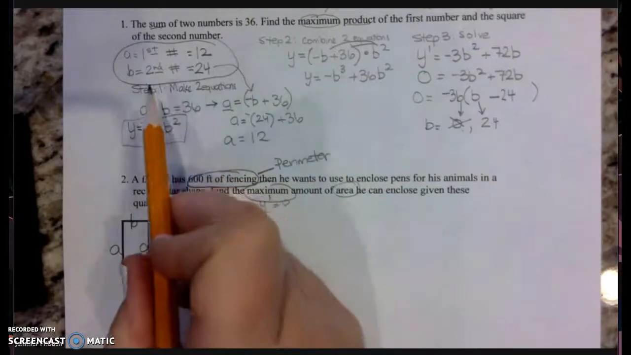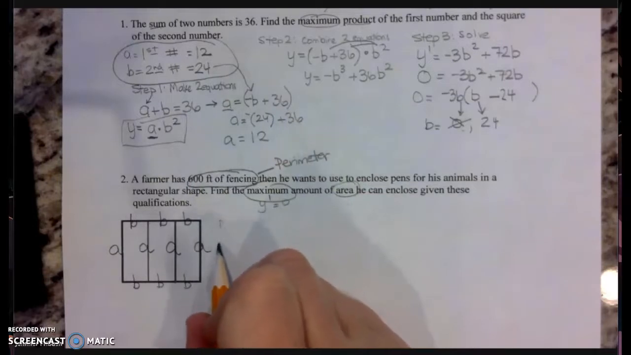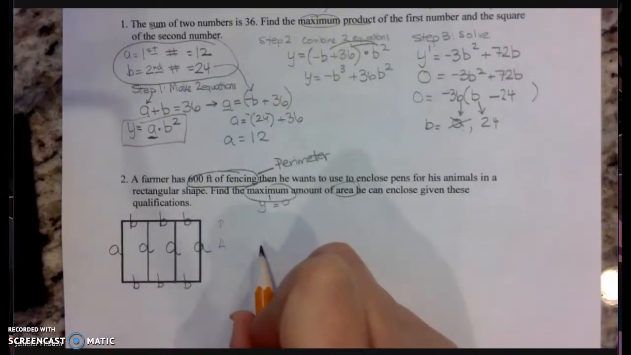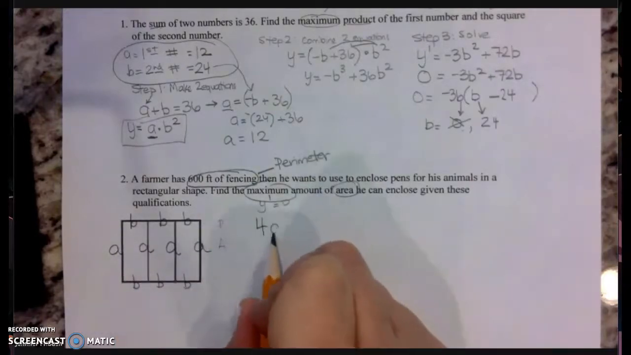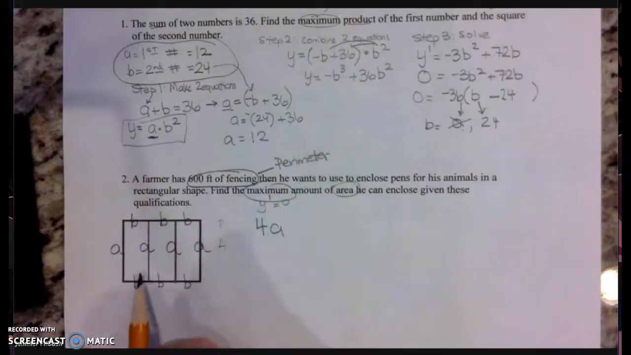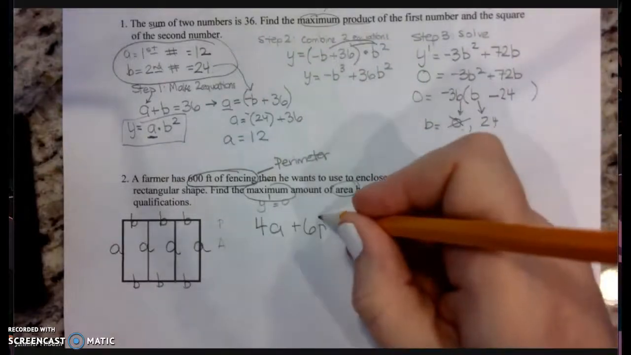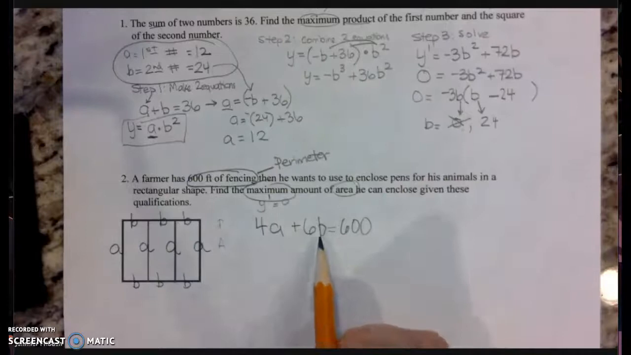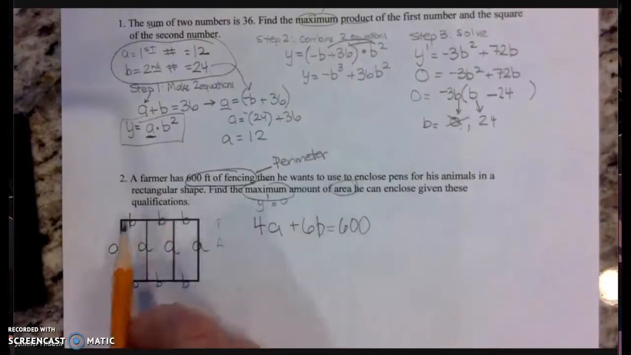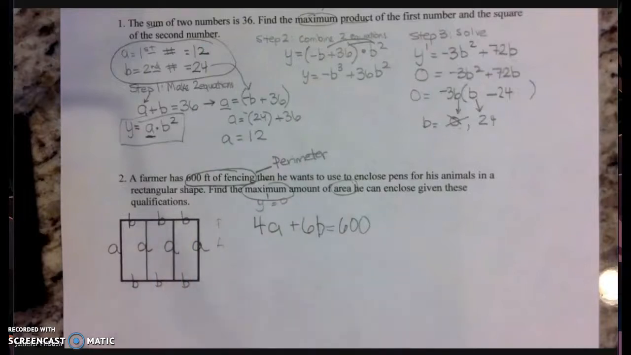So still step 1, make 2 equations. My first equation is going to be perimeter. My second one is going to be area. So perimeter, I got to look here. I have 1, 2, 3, 4 A's. I have 1, 2, 3, 4, 5, 6 B's. And that is going to make up that 600 feet of fencing, because I would put a fence here, a fence here, a fence here, etc.